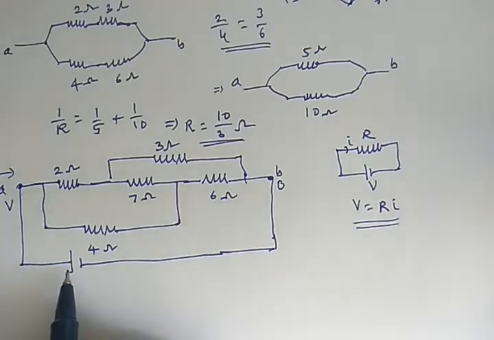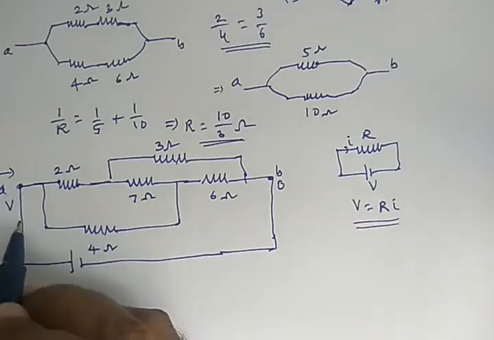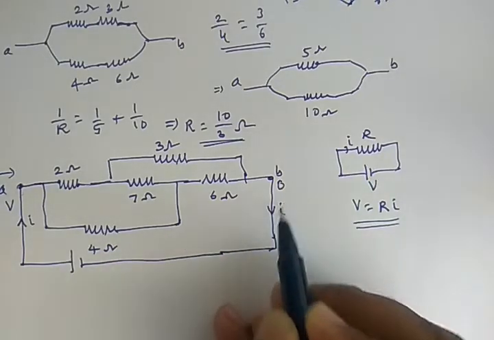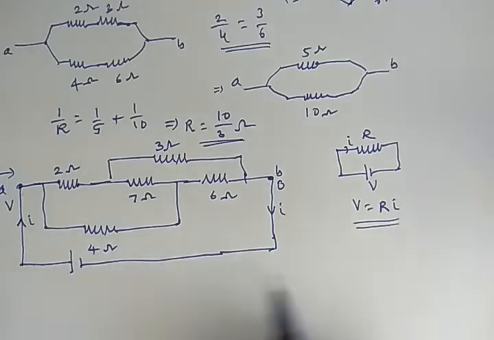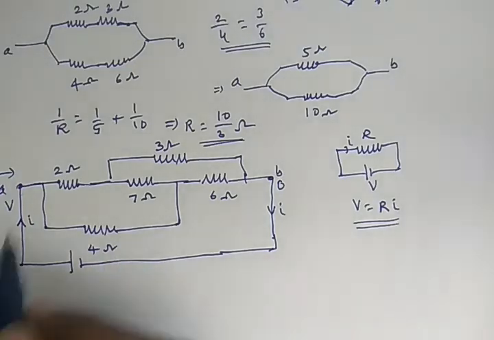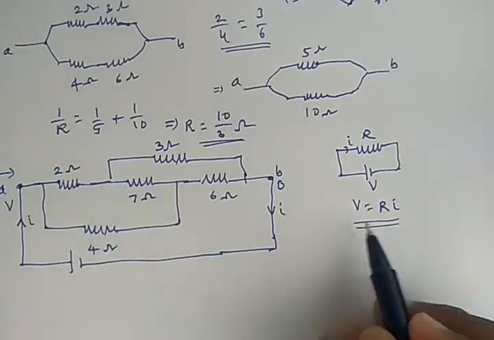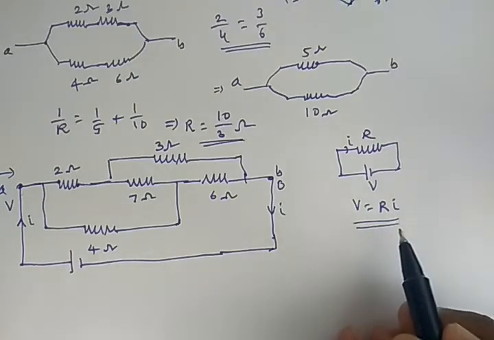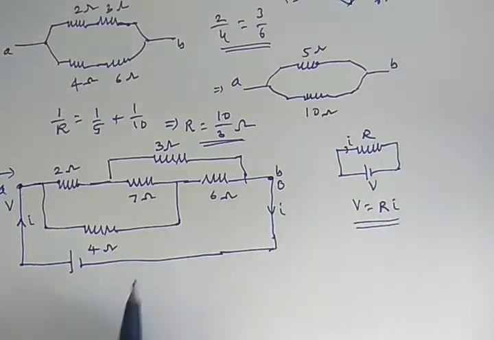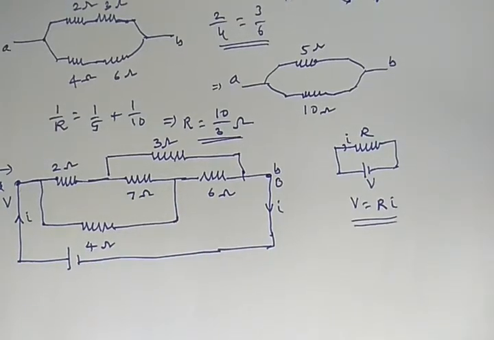this battery will provide current I. If I is entering here, then the same current must come out. So you can also write down the result of this circuit as V equals Ri. So let us look at what is there instead of R, and that will be the equivalent resistance of the circuit. So now let us see.